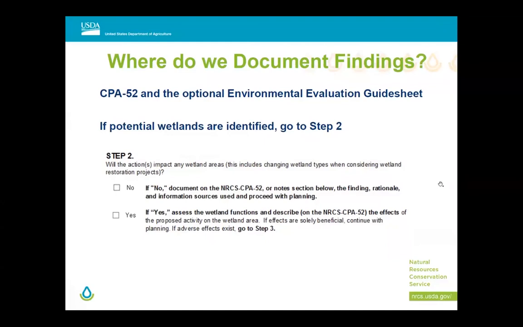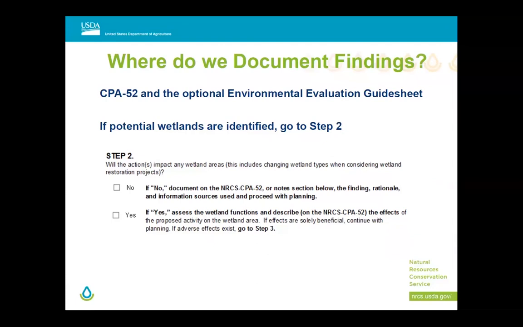So step 2, will the action impact any wetland areas? This includes changing wetland types when considering wetland restoration projects. So this is a really critical one to think about, and this is where wetland functions really come in. And if one isn't qualified, then you need to get somebody who is qualified to help you assess wetland functions. And each state might do that differently. But again, look to your district conservationist or your state biologist or wetland specialist or however your state is organized to give you guidance on who you need to talk to, to assess wetland function to see if you're going to have an impact.